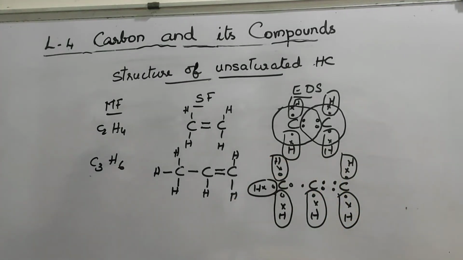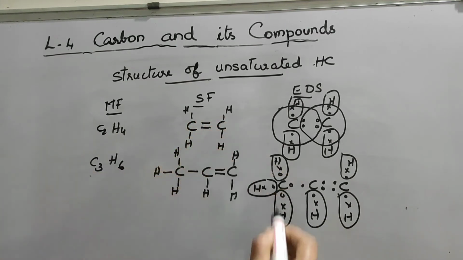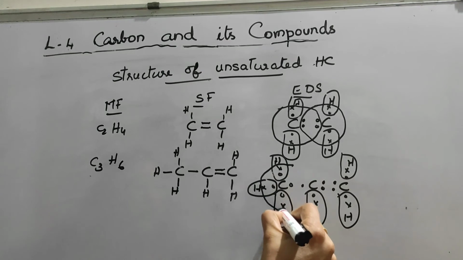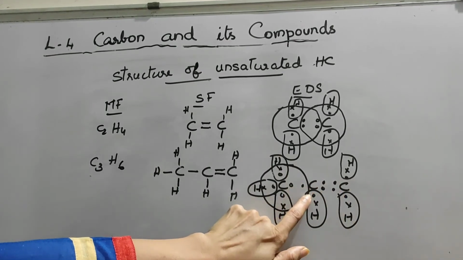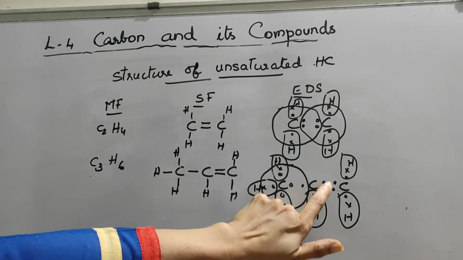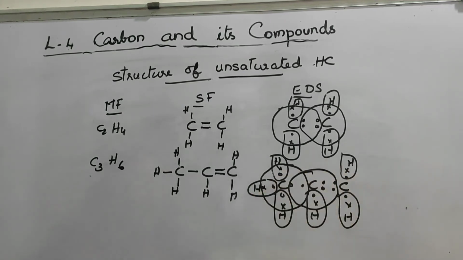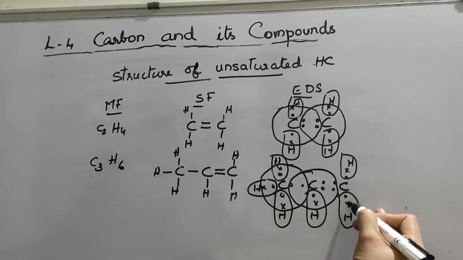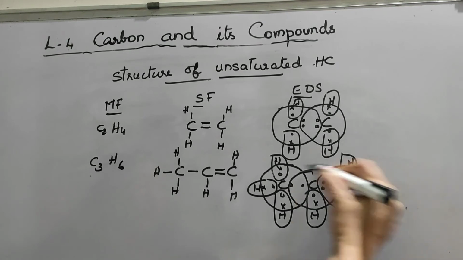Next, carbon. Carbon needs 8. So 1, 2, 3, 4, 5, 6, 7, 8. First carbon has 8 electrons. Second carbon only needs 8, so 1, 2, 3, 4. What about this? 5, 6, 7, 8. Last carbon, 1, 2, 3, 4, 5, 6, 7, 8. This is the way.